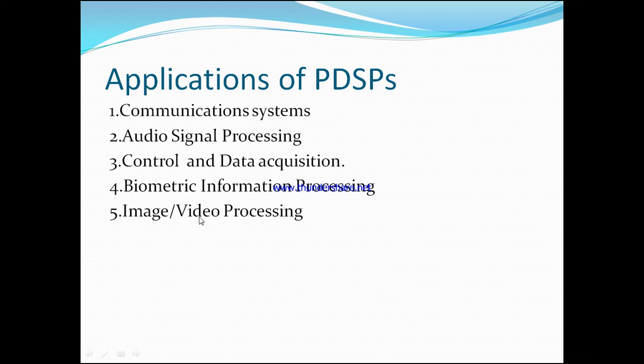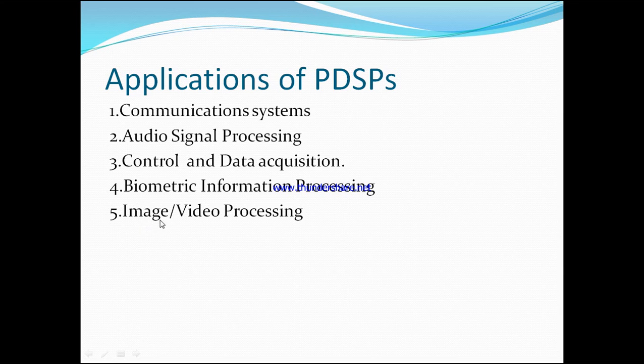Next one, control and data acquisition. The DSP has found numerous applications in modern control and data acquisition applications as well. Several control applications are implemented using Motorola DSP56600 DSPs. Next one, biometric information processing. These processors find applications in bioinformatics and handwritten signature verification, one of the biometric authentication techniques. It is cheap, reliable and non-intrusive to the person being authorized.